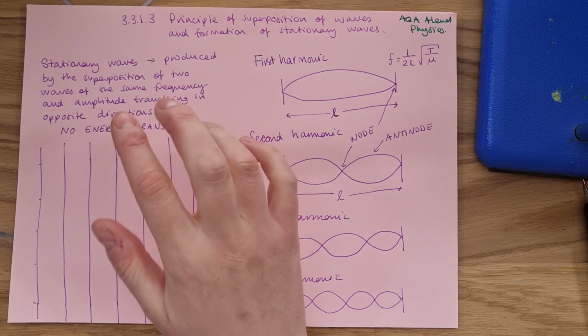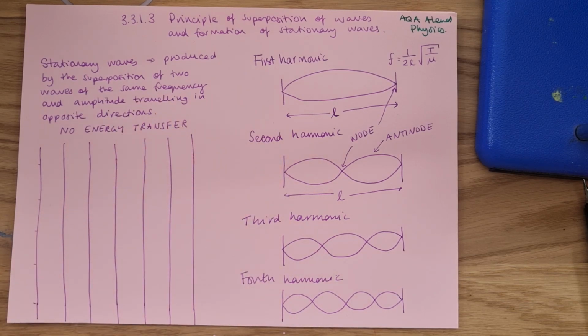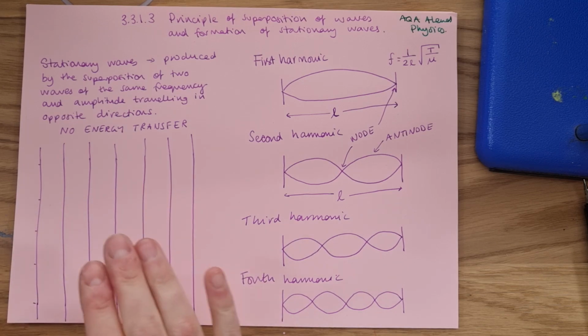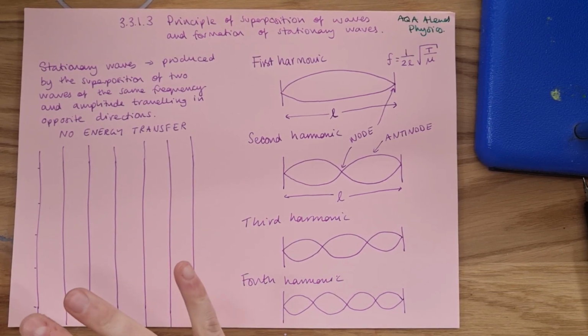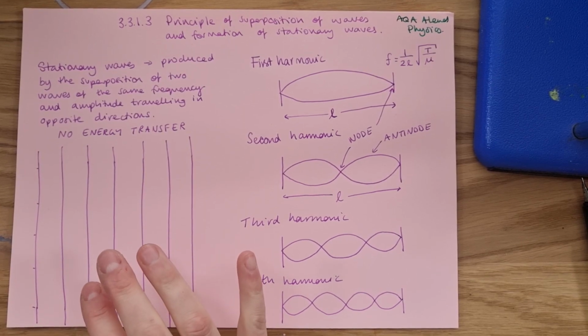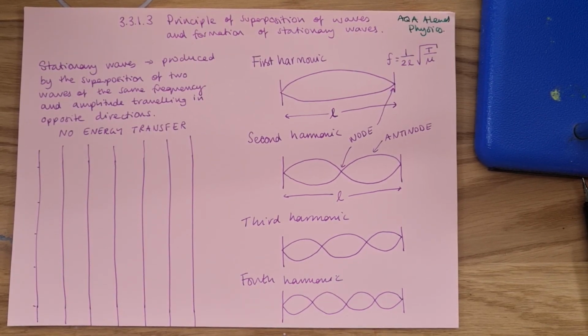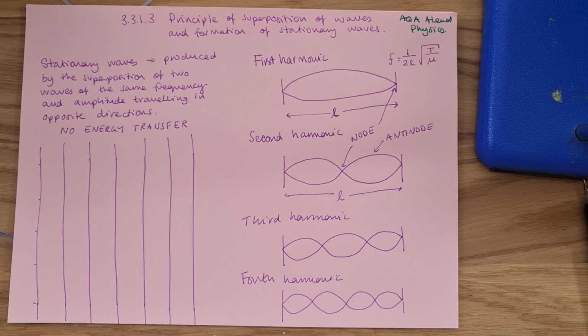And the key thing about stationary waves is, unlike progressive or travelling waves where the energy goes from one place to another, a stationary wave is essentially a store of energy. There is no energy transferred in a stationary wave because it's reflecting back on itself, or it is just two waves going in opposite directions.